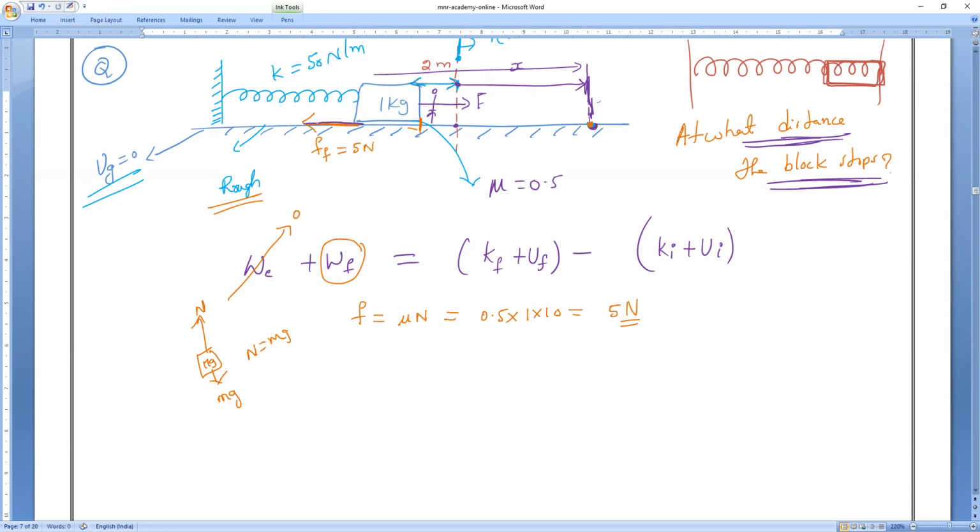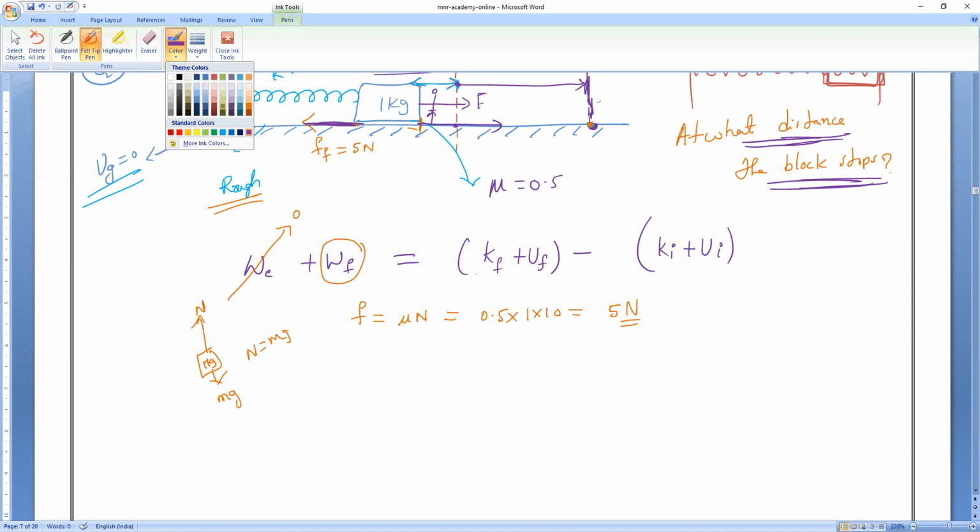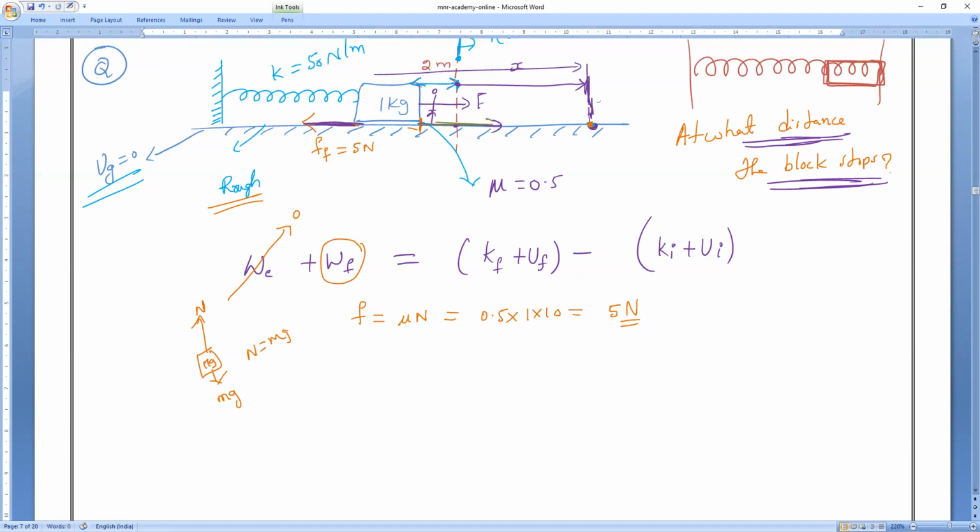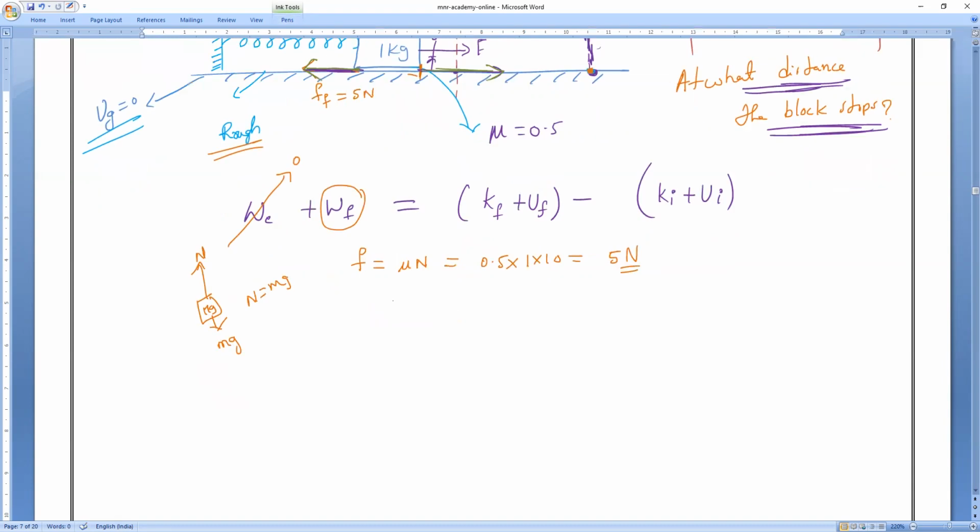Observe, the 5 newton force is acting in the backward direction, but the displacement is in the forward direction. So is the work done negative or positive? The body is going in the forward direction, the force is acting backward, so work done by the frictional force is always negative: minus Fs. F means 5 newtons, the friction force.